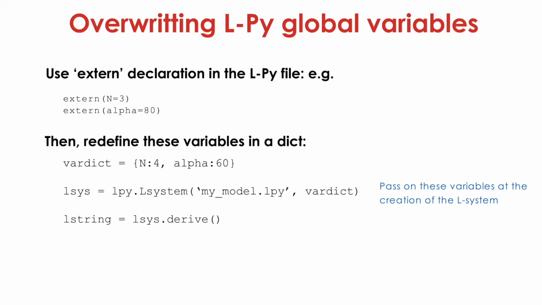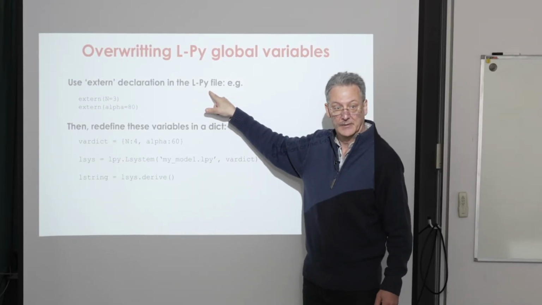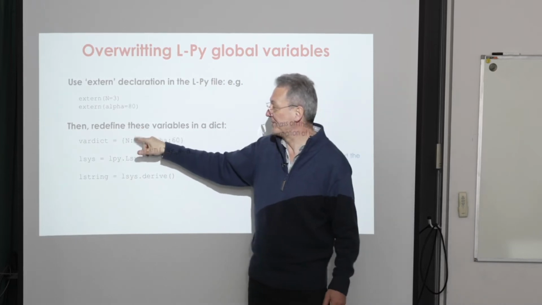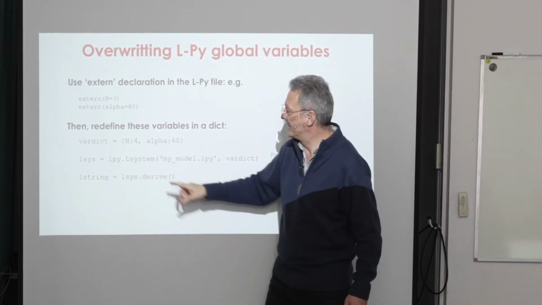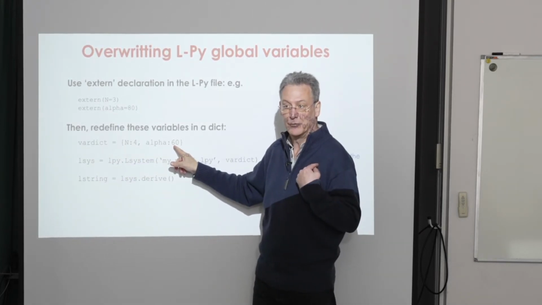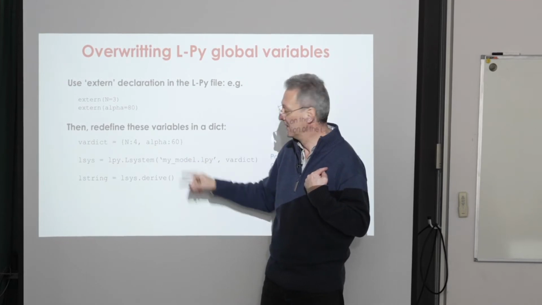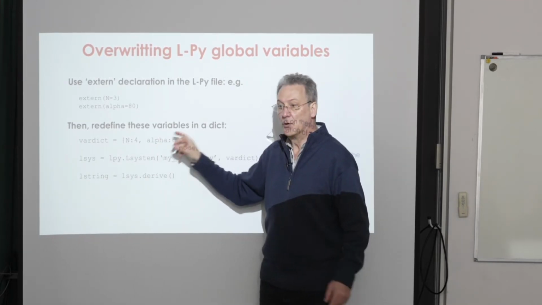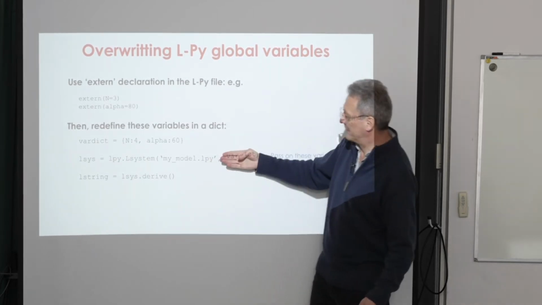So now, once I have these external parameters, this happened in the LPy file. Now I can use these parameters from the outside in the Python file, for instance, and declare a dictionary. And now I give my own value from the outside in the Python file. So, for instance, here n is 4 and alpha is 60.